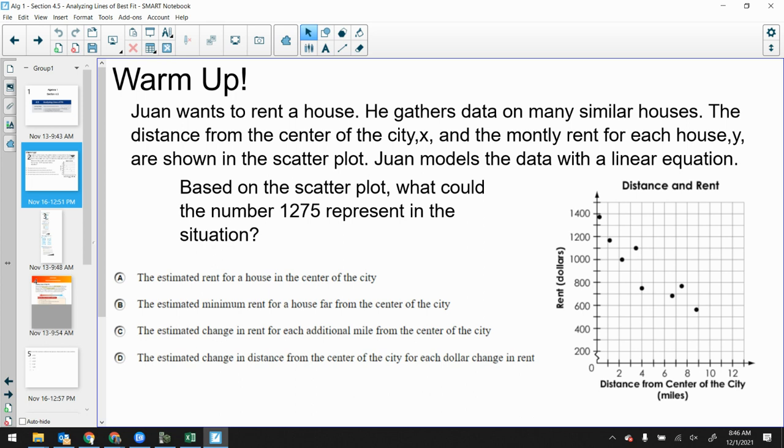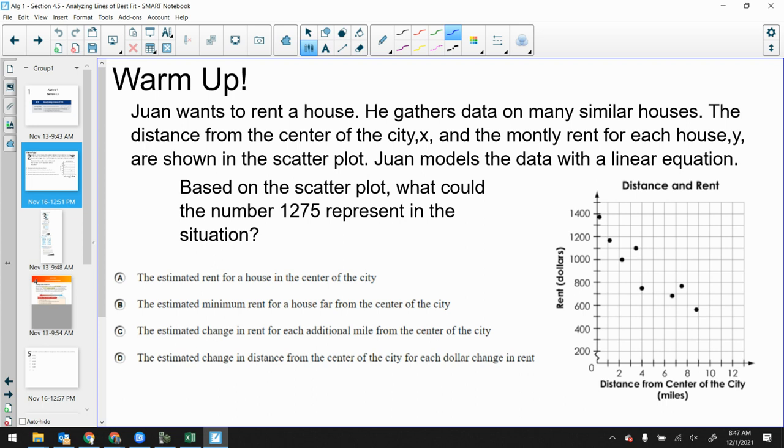Noah, what'd you say? 1275 could represent, let's see here. There's no 1275, but what could it represent? You raised your hand and you don't even know what it's asking. It represents rent. You're right, it could represent rent. So A could still be an answer. B could still be an answer.